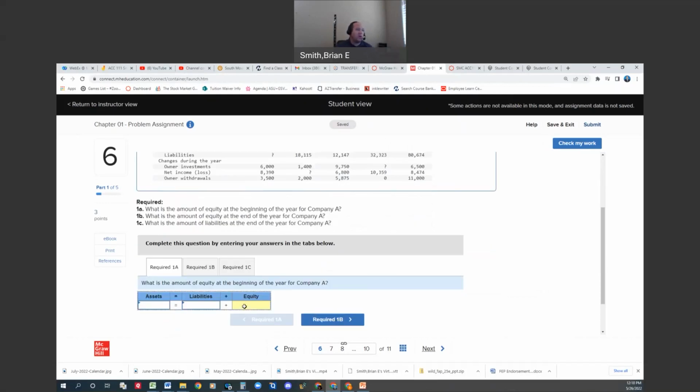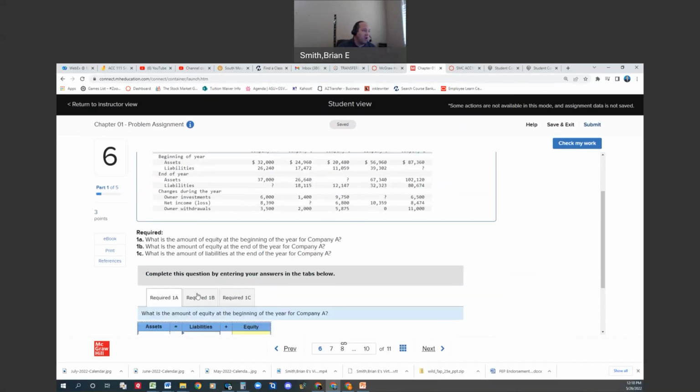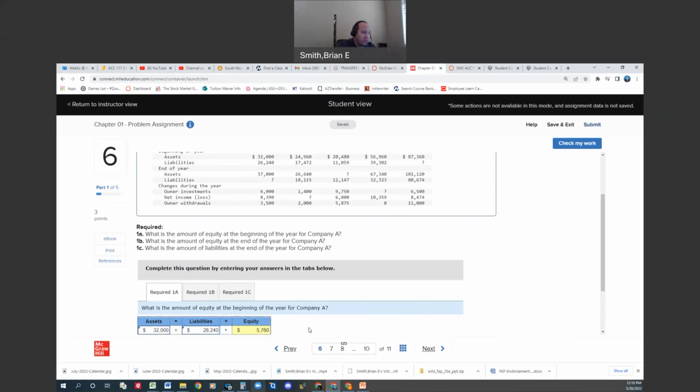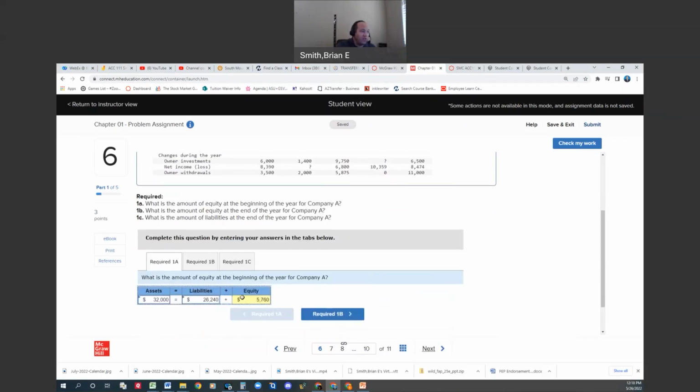So we're going to go ahead. Oh, it wants us to do it here. So our assets, just plug it in here, 32,000, and then our liabilities. It's going to calculate it for you, but I showed you how to do it. 26,240. There it is, 5,760. Okay, so it calculates it for you in this.